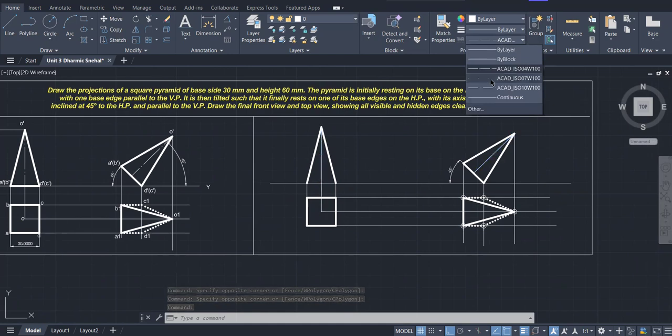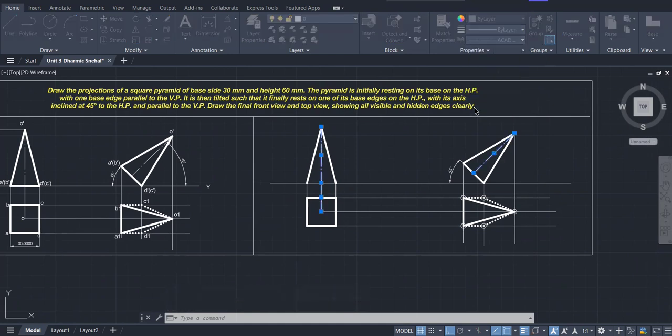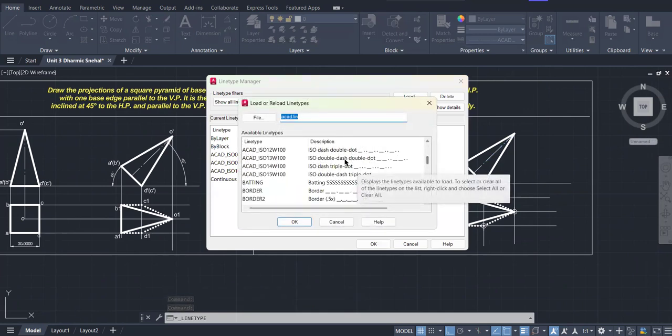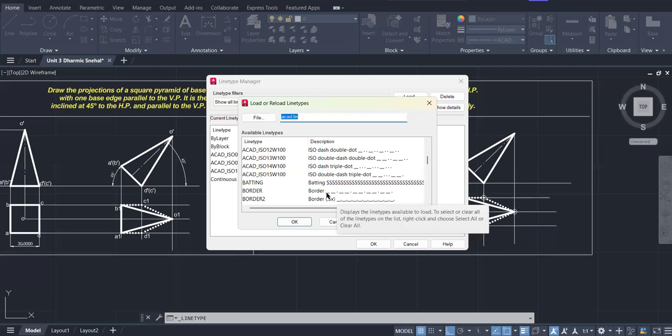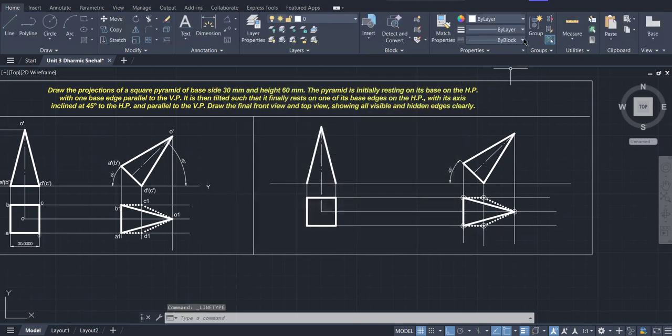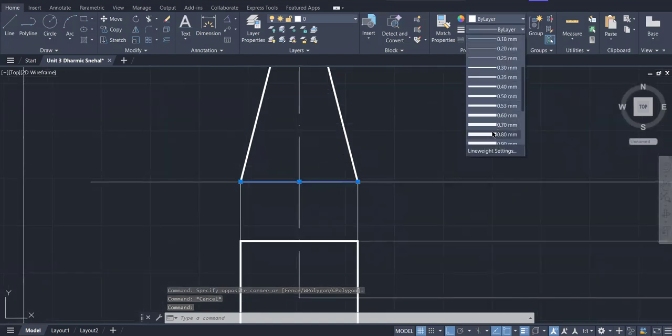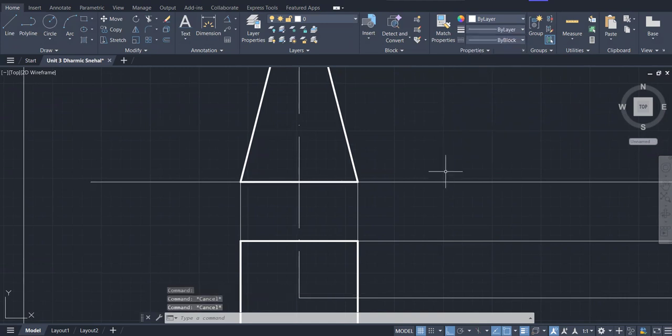This line will be there in this list, or else if you haven't loaded it, go to others and go to load, and then you can select. For suppose if you want a double dash and a dot line, then here OK, and then OK. You will get these lines here. Like this, you will get the lines in this by block. Make sure that every line which is required to be highlighted got highlighted.